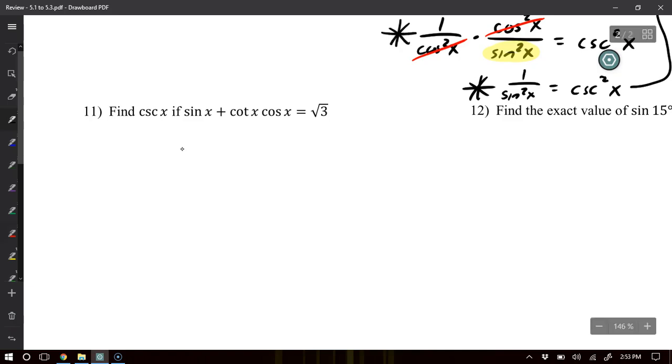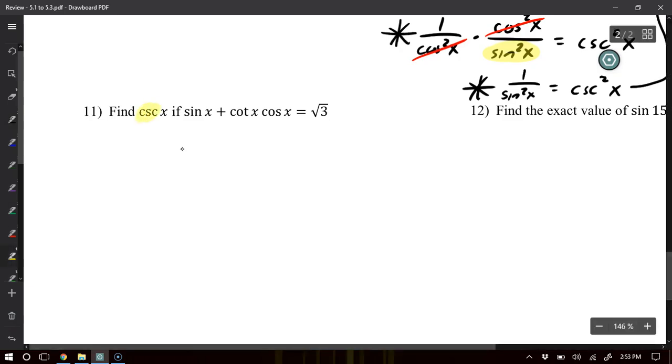So I want to find cosecant of x. That tells me my last line needs to read cosecant of x equals something. So let's just focus on simplifying this left-hand side. I notice I have a sine, I have a cosine, but then I have this cotangent. I don't like that. I want common terms.